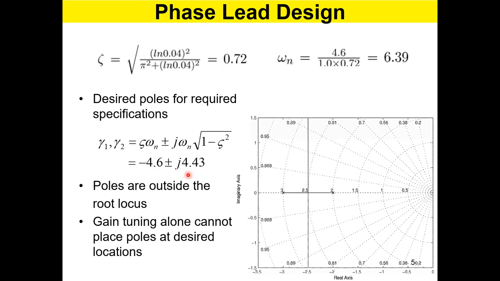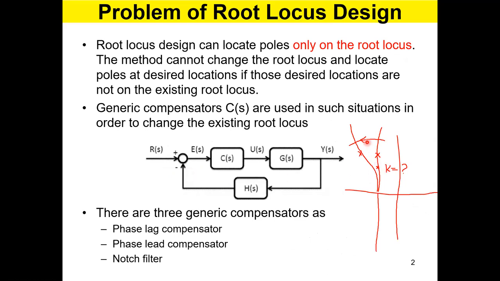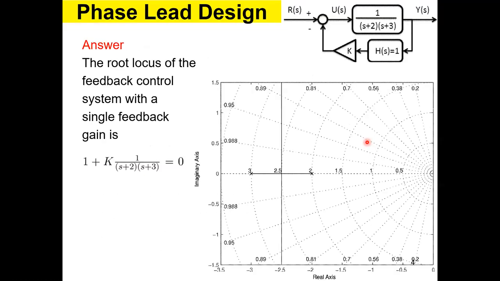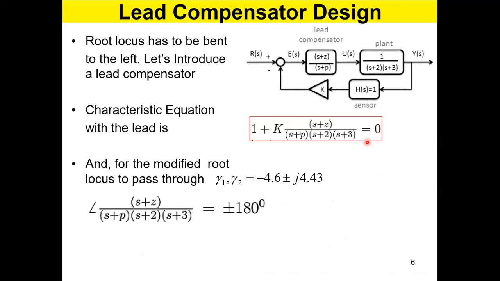Whenever you see the root locus and you need to bend it to the left, think about the lead compensator. This is exactly what the lead compensator does: it bends the existing root locus to the left. So now we are in such a situation. Now we bring in the lead compensator. You can see it over here. This is the plant, and this is the lead compensator, which, as you know, is (s+z)/(s+p), with values 1, 0, 1, 4. The rest remains the same.